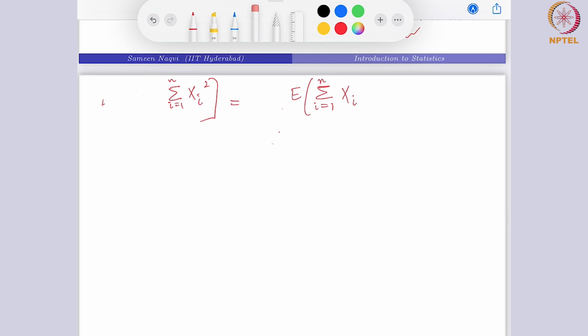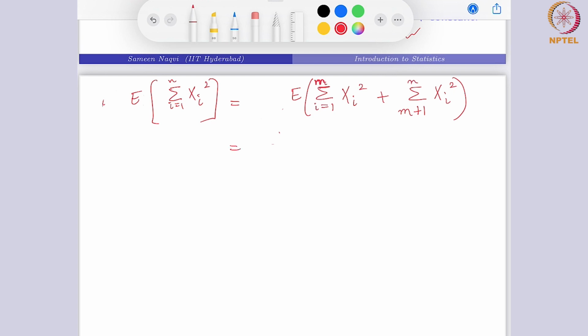So I have the expectation of this. The n terms are comprised of the first m observed values, and then from m plus 1 to n, we have the remaining missing values. Okay, so I can write it in this way also. Now let me take the expectation inside.